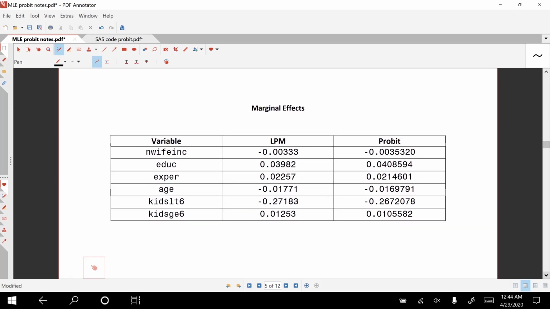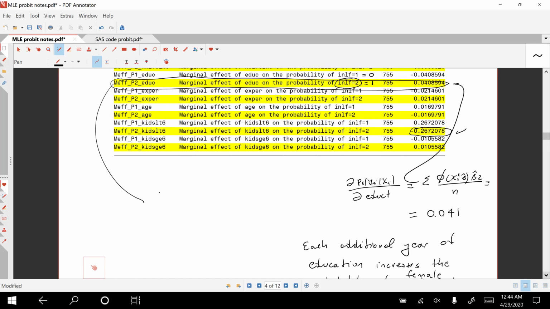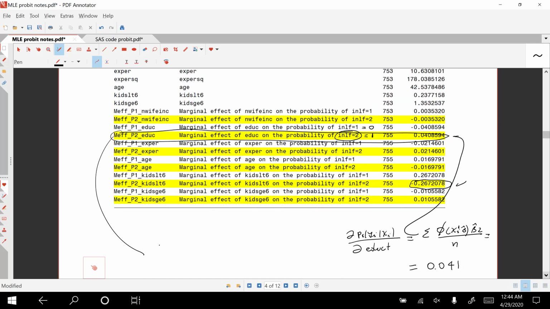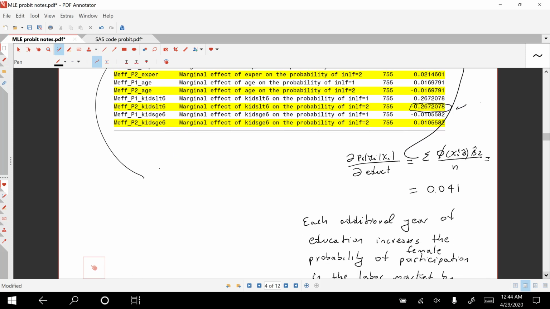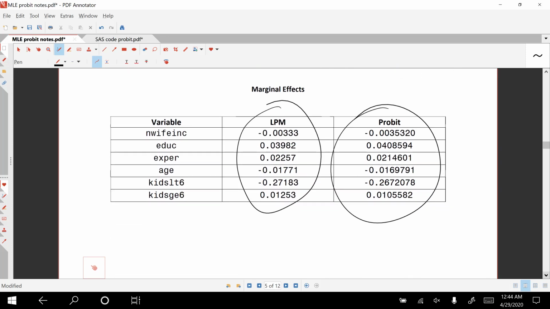Now here, what I've done is, I have the marginal effects that we got from the linear probability model where we chose the coefficients. And these are the Probit model, which involves that complicated calculation. If you see, actually, they are not that different. The effect of an additional year of education was 0.039 in the linear probability model and 0.04 in the Probit model. Experience very close. Additional number of kids is the same.